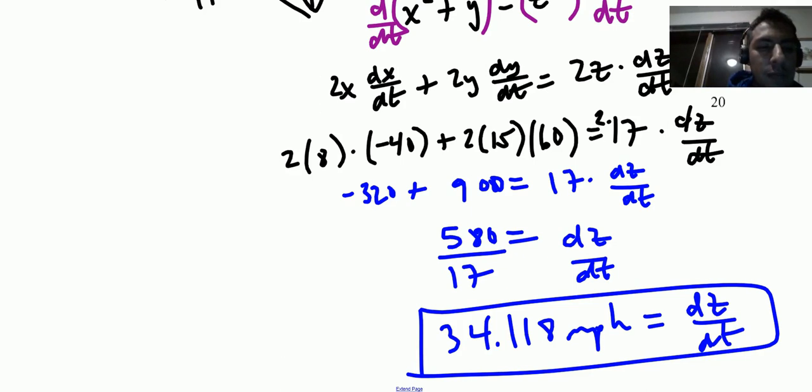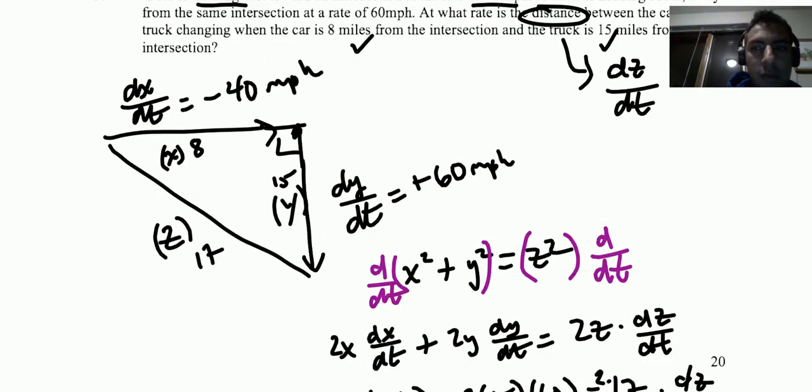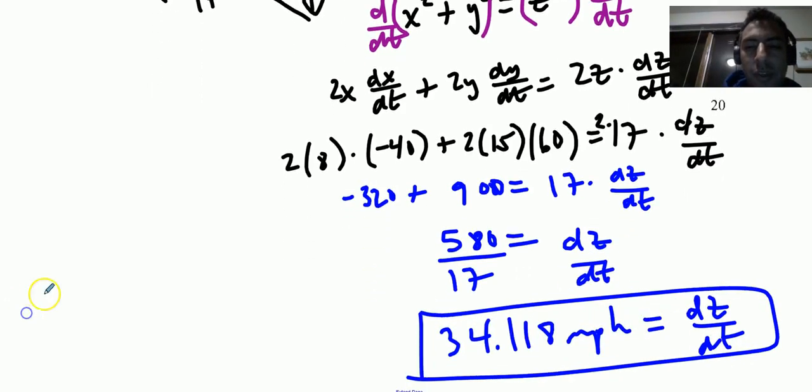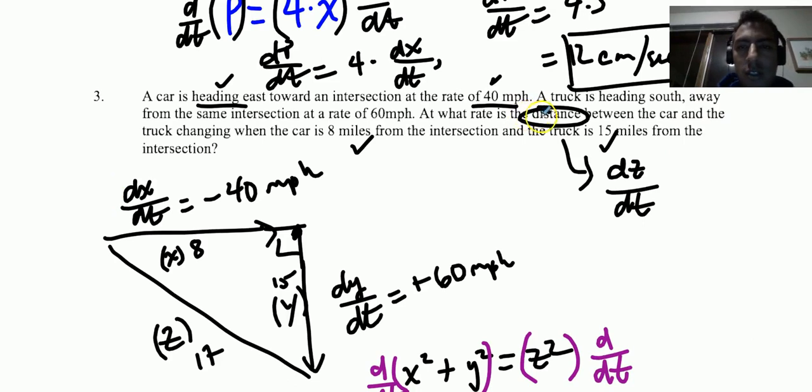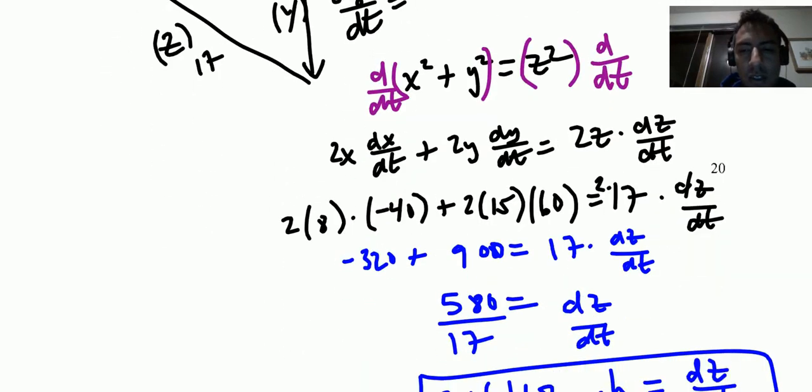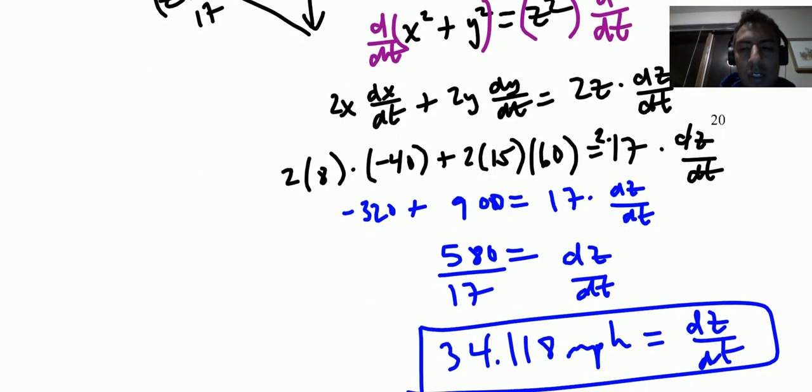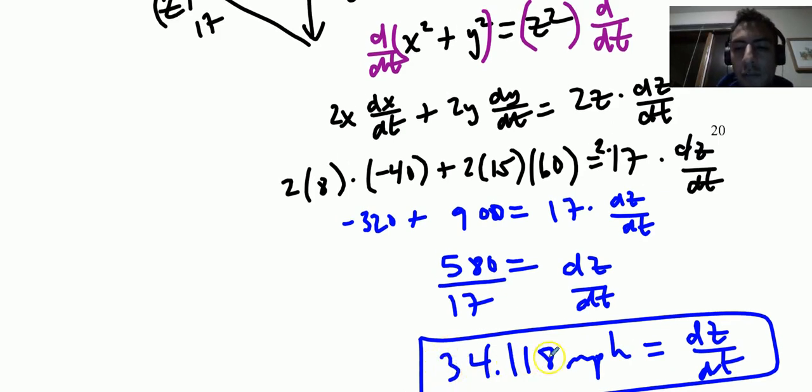So even though it doesn't ask for it here, I'm going to say what the meaning is, and you're welcome to write it down, and I'll repeat it. What this answer means is that at the instant the car is 8 miles from the intersection, the truck is 15 miles from the intersection, the distance between them is increasing at 34 miles per hour. So I should really restate this because I botched that up.